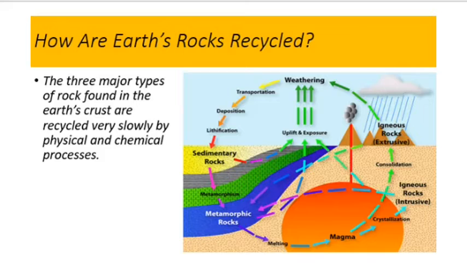So, how are rocks recycled? So, the three major types of rock found in the crust are recycled very slowly by physical and chemical processes. So, meron tayong three major types, which is sedimentary, igneous, and metamorphic.